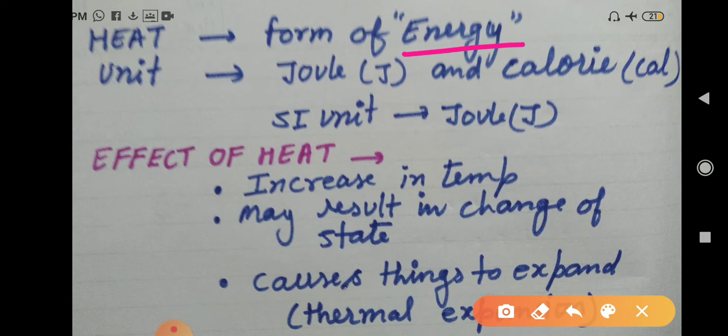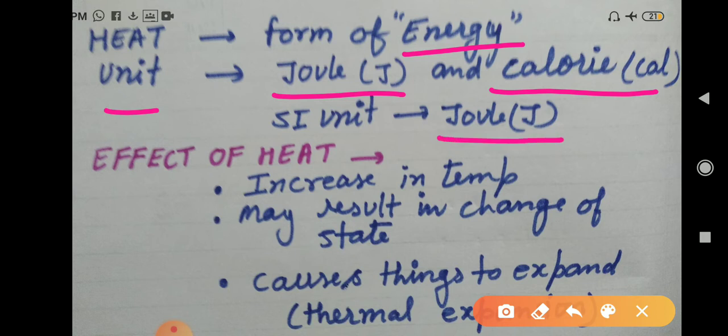Okay. Then what is the unit of heat? Its unit is joule. Always you will measure it in joule. And one more is there, that is called calorie, but the SI unit is joule. The SI unit of heat is joule and the symbol is J. Now we will discuss the effects of heat.